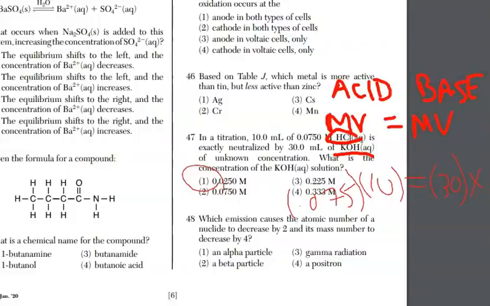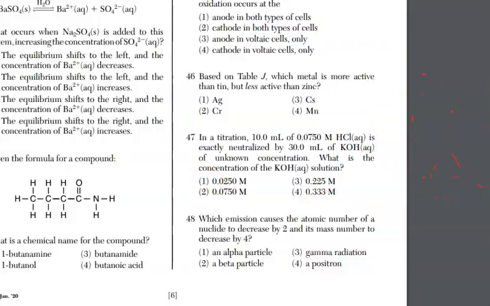48. Which emission causes the atomic number of a nuclide to decrease by 2 and its mass number to decrease by 4? Well, if you're talking nuclide, of course you're talking about a radioactive isotope, and emission means it's coming out of the nucleus. The atomic number decreasing by 2 and the mass by 4 can only be one thing, and that is a helium nucleus, also known as an alpha particle. But let's check the reference table just to make sure.